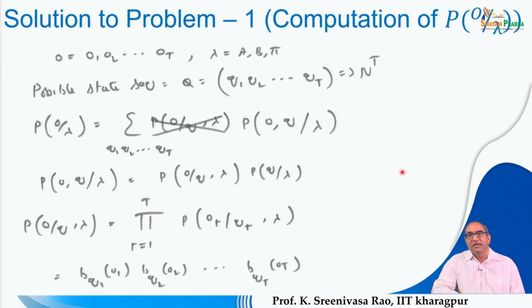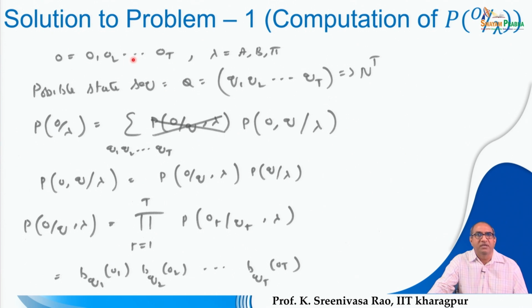Now, after knowing about the HMM, the basic elements and the problems involved, we will try to see how we solve the problems. First we will start with the solution to problem 1. It is nothing but an efficient way of computing P of O given lambda. That means assuming that lambda is available, that is, the model is already available, we need to estimate the probability of this observation sequence from that particular model.